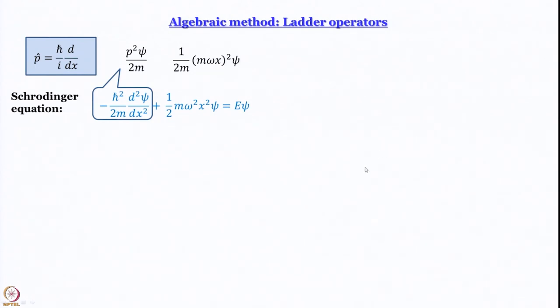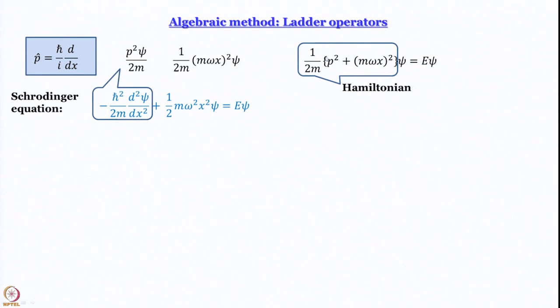The way we got to the ladder operators is that we wrote the Schrodinger equation, and remembering the operator for linear momentum, h cross by i d/dx, we plugged it in and wrote the kinetic energy term as p square psi by 2m. Remember, we are not writing the hat here, but p is really an operator, the momentum operator, it is not a number. Since there is a 1 by 2m here, we take 1 by 2m common from the second term as well, so that you get the square of m omega x operating on psi. So, the Schrodinger equation becomes 1 by 2m, then p square plus square of m omega x, the whole operator. This is the Hamiltonian, and this Hamiltonian operates on psi to give you E psi.